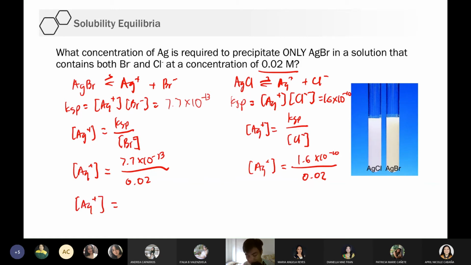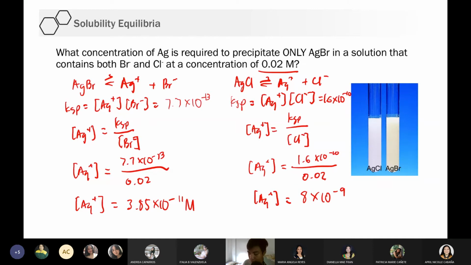Okay. So the threshold for AgBr, para mabuo yung precipitate na yan, kailangan natin ng 3.85 times 10 raised to negative 11 molar Ag ions. Ganang karaming Ag ions kailangan mo para mabuo ito. Okay? However, para mabuo yung AgCl, gaano karami? Calculate natin. So that will be 1.6 times 10 raised to negative 10 divided by 0.02, 8 times 10 raised to negative 9.